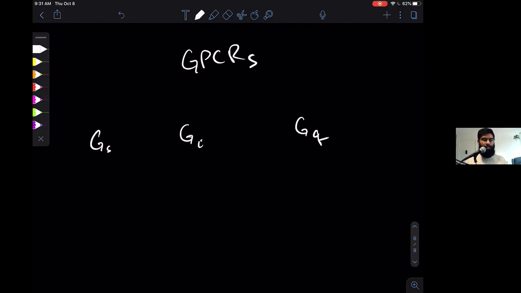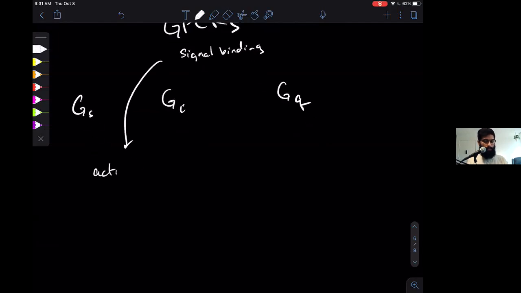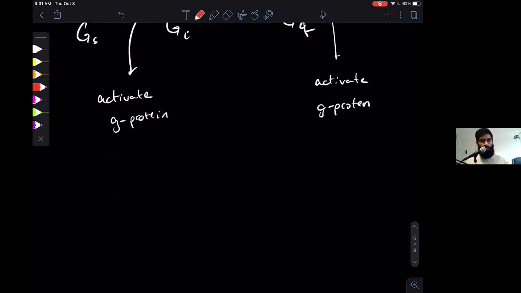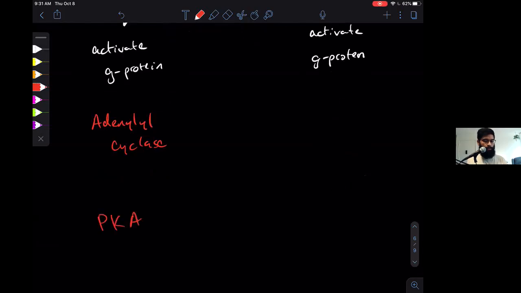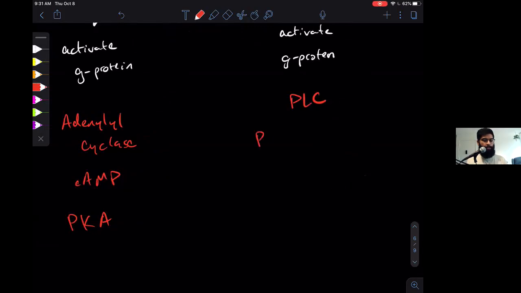How these work is slightly different. So let's say you have a neurotransmitter like adrenaline or norepinephrine or acetylcholine floating around, and it binds to this GPCR. So you're going to get the signal binding. And then your G protein is going to get activated, right? So activate your G protein. GS and GI work through a couple of different mediators. And just so that they're floating around in your head, one of them is called adenylyl cyclase, which will give you cyclic AMP. And then you're going to have PKA. For GQ, it's going to be PLC, PIP2, IP3, DAG, and PKC.